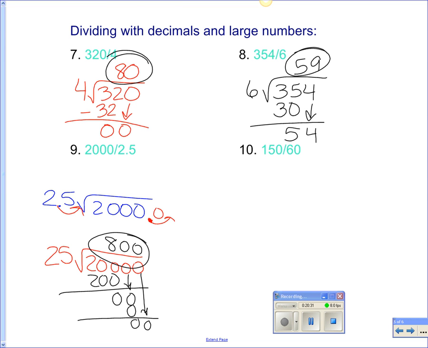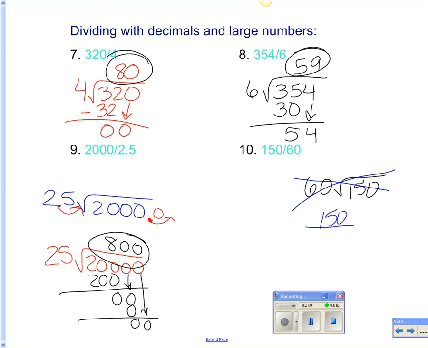Okay, last one. 150 divided by 60. All right, look what happens on this last one. Does 60 go into 1? Does 60 go into 15? 60 into 150. 60, 120, 180. Does it go into 150 evenly? No. So that's not going to work.